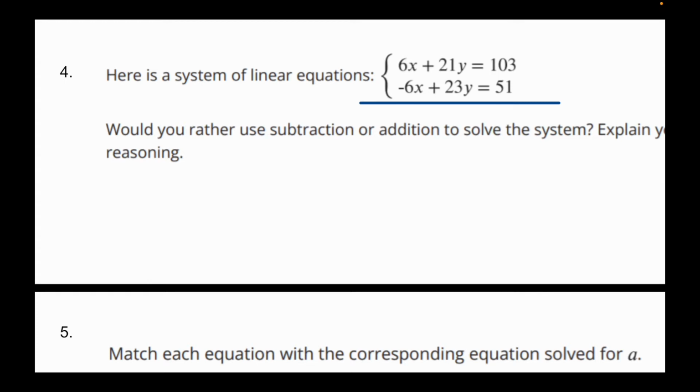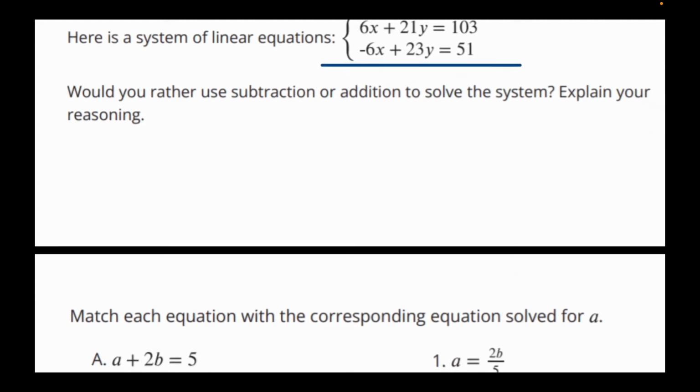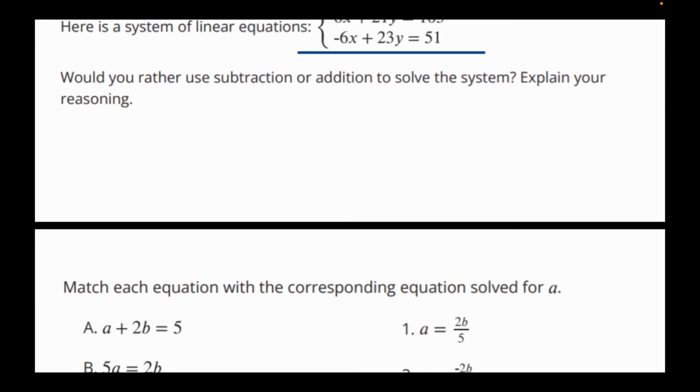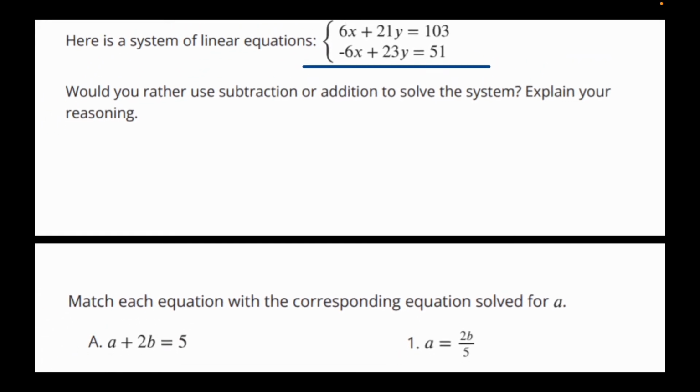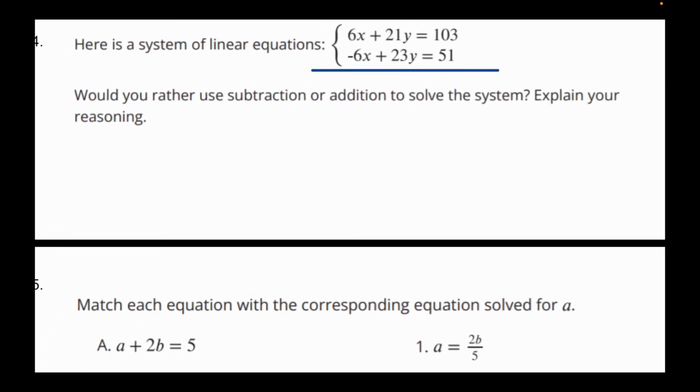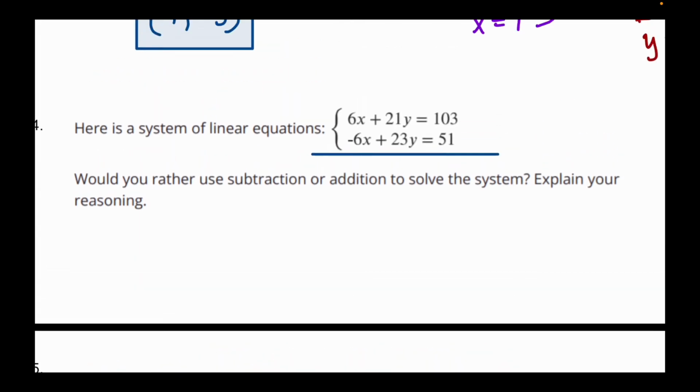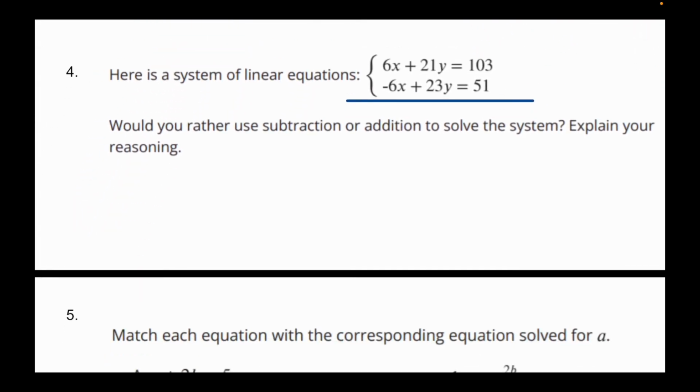If I subtracted, that would be the same as changing all of these signs. So we would use 6 minus -6, and that would give us +12. And nothing here would actually cancel out. So I'm going to say for this one, I would rather use addition because then 6x and -6x will eliminate, which would let me solve for y. So I will say that. But I'm going to write it in a bit smaller of a pen.